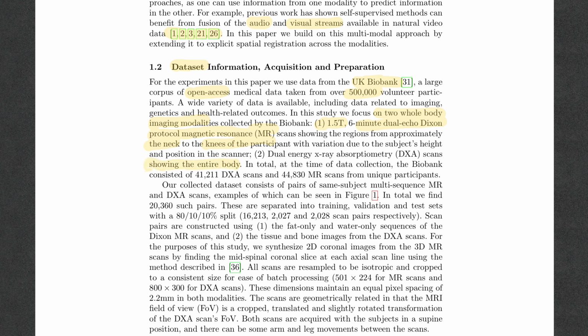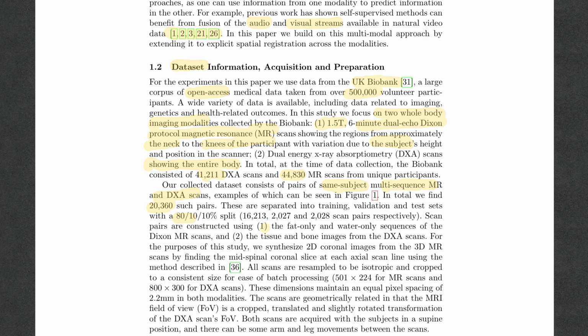And in total, they mention that in this dataset they have 41,211 DXA scans and 44,830 MR scans from unique participants. One thing to mention here is that the subject here is basically the patient, most probably. Now, they are looking for same subject multi-sequence MR and DXA scans, and they find 20,360 of these pairs, which they split in 80-10-10 splits.